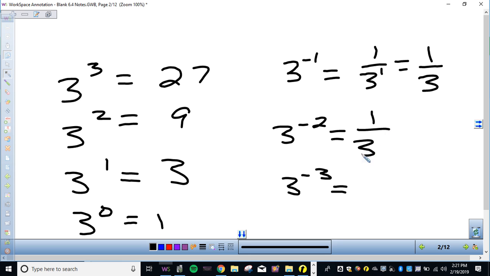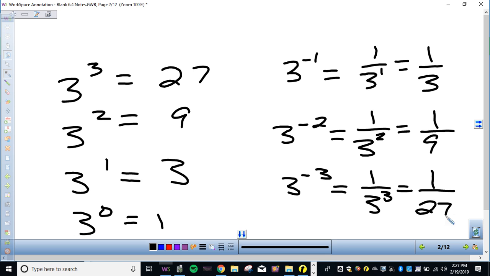So this one's going to be 1 over 3 to the positive second power, 3 squared, which is 1 over 9. We're just dividing by 3 each time, right? So this is proving to you why negative exponents work the way they do. So this one's 1 over 3 cubed, which is 1 over 27. Is it always 1 over? Unless there was a number already in the top, yes.